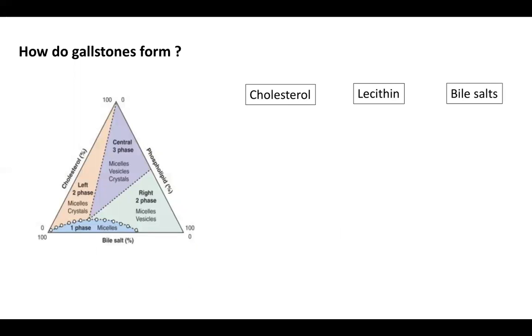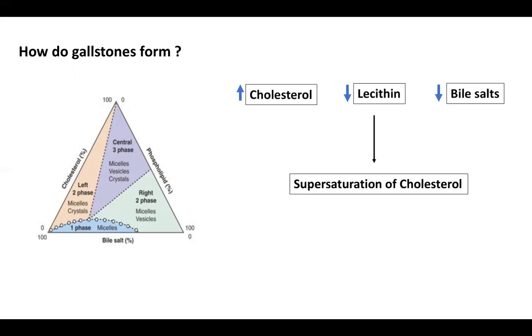Now, gallstones form because of cholesterol, lecithin, or bile salts, and a variation in the proportion of each of these can lead to the formation of gallstones. So suppose there is an increase in the cholesterol, a decrease in the lecithin, and a decrease in the bile salts, there is supersaturation of cholesterol.